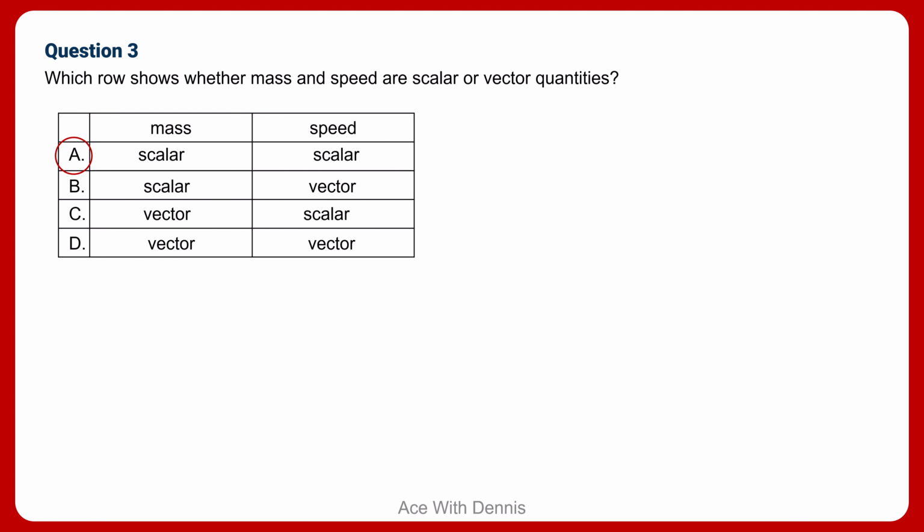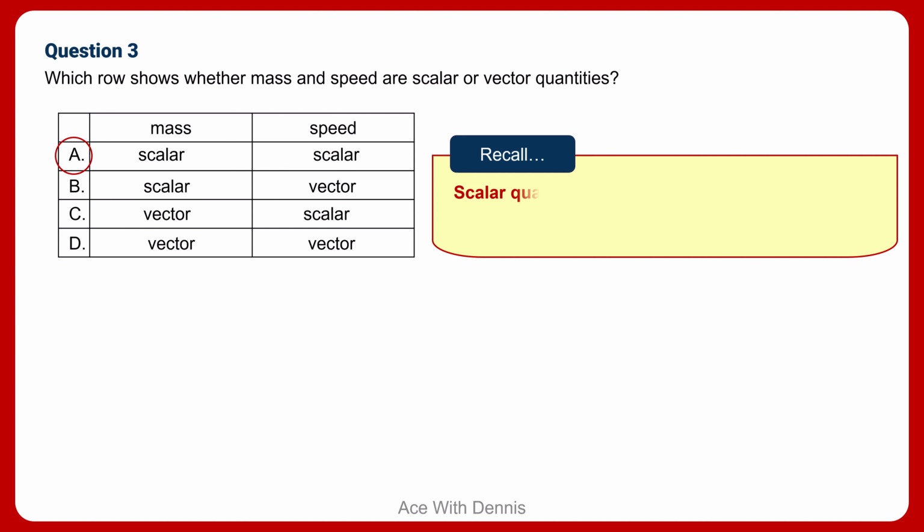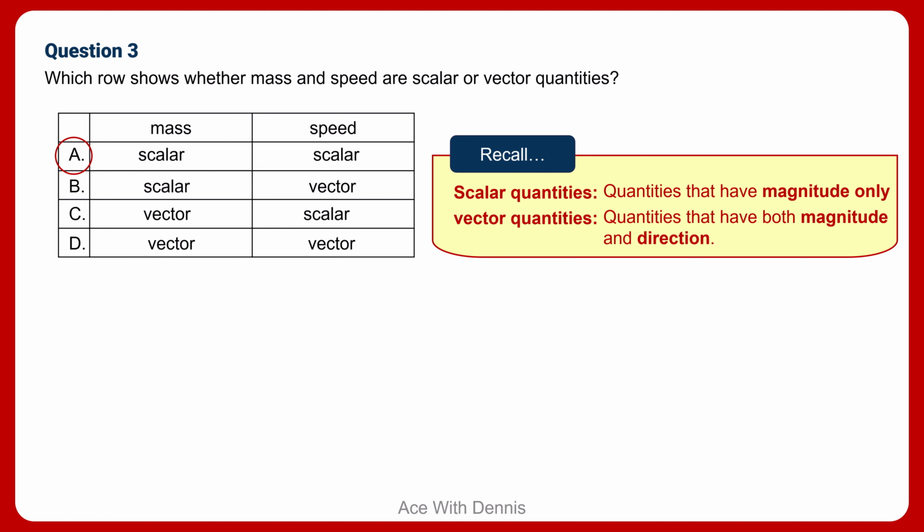The answer is A. Both mass and speed are scalar quantities. Recall that scalar quantities are quantities that have magnitude only, while vector quantities are quantities that have both magnitude and direction. Since mass and speed do not have direction, they are scalar quantities.